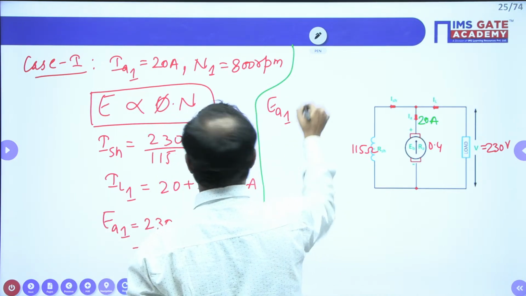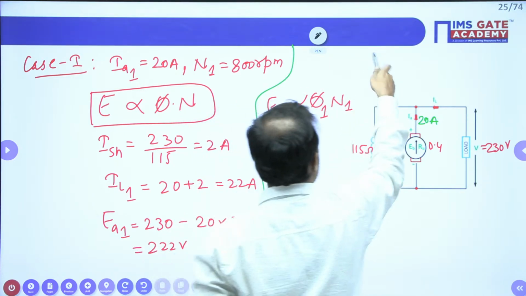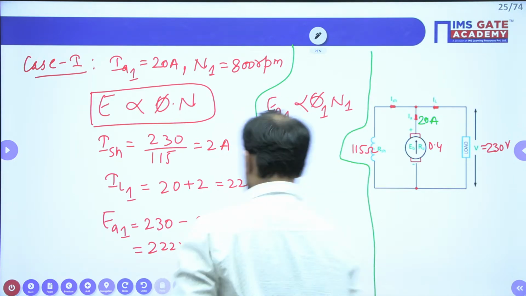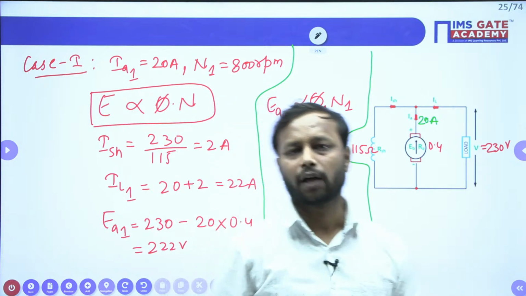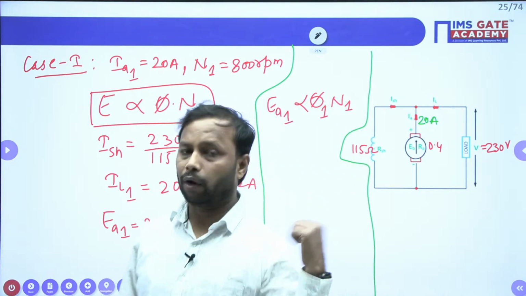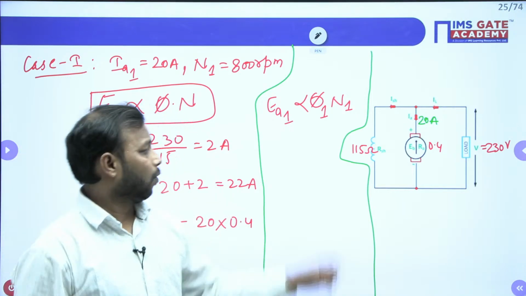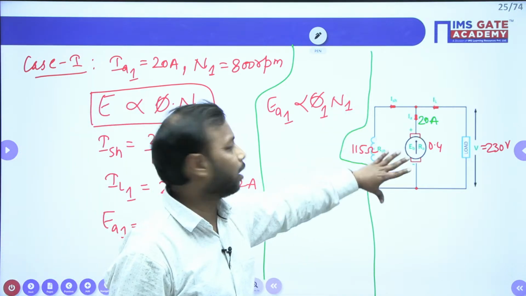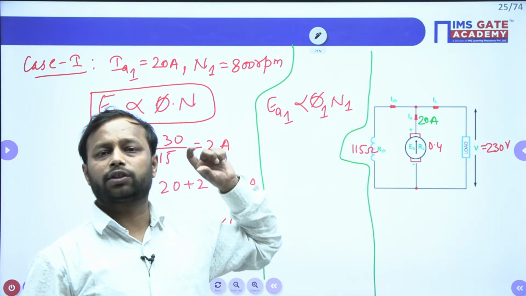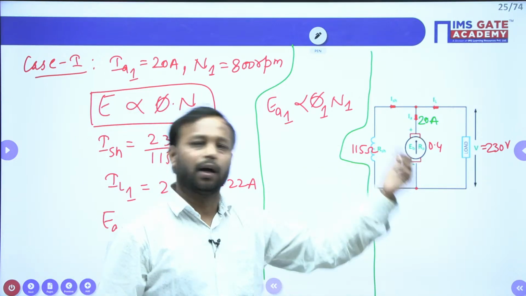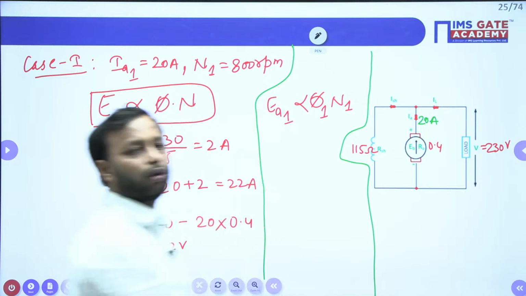EA1 is directly proportional to phi 1 N1. Now this time the question will definitely come to your mind: sir, earlier for the shunt motor you have written flux as a constant, but this time you are not taking the flux to be constant. The reason is we are inserting the resistor in the field winding. If you are changing the resistance of the field winding, the flux is going to change. So this is the reason why the flux is not constant.